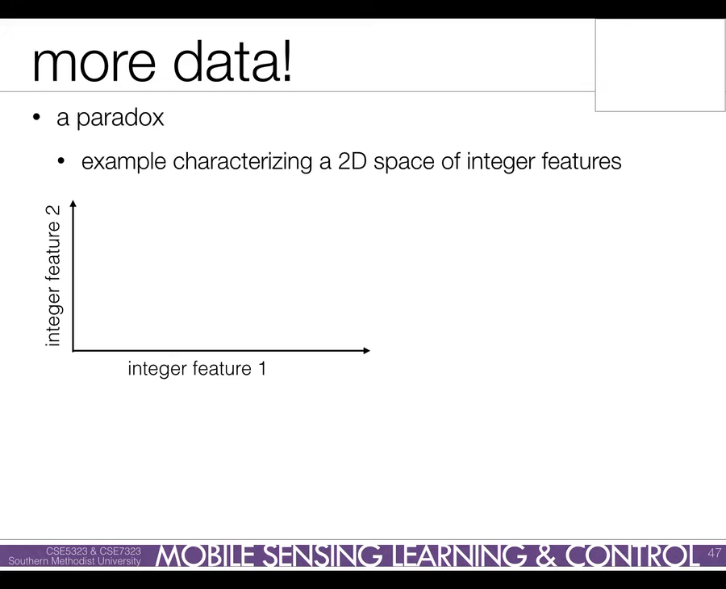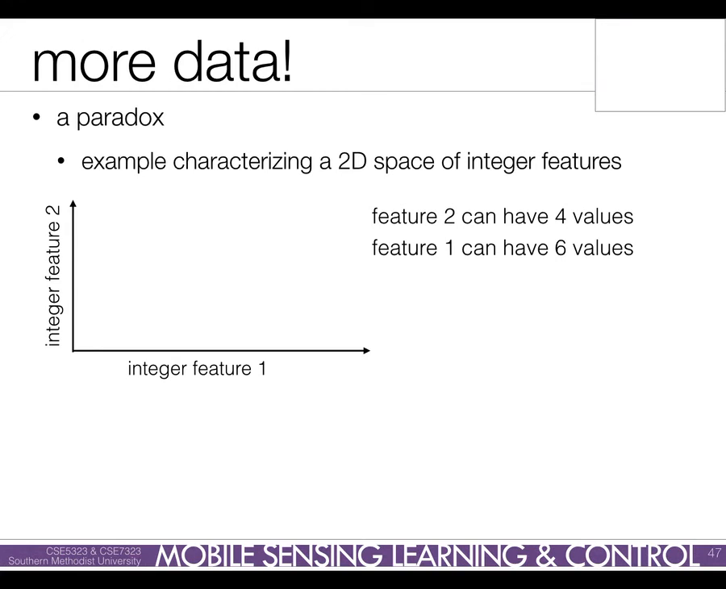More data is a paradox. So the example that I'm going to give you is characterizing a 2D space of integer features. Let's say you have two features, and you're going to try and predict whether something is blue or red. Let's say feature 1 can have 6 different values, an integer from 0 to 5. And we're going to say feature 2 can have 4 different values.